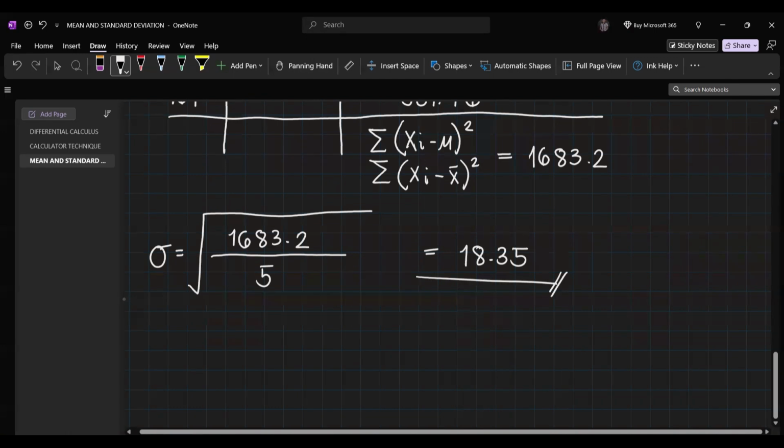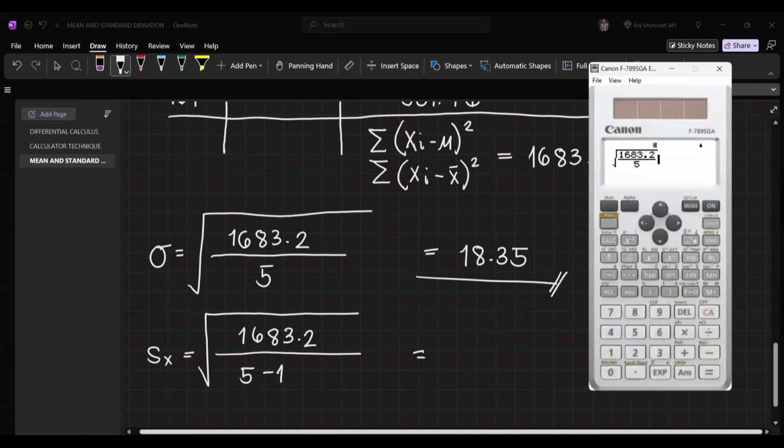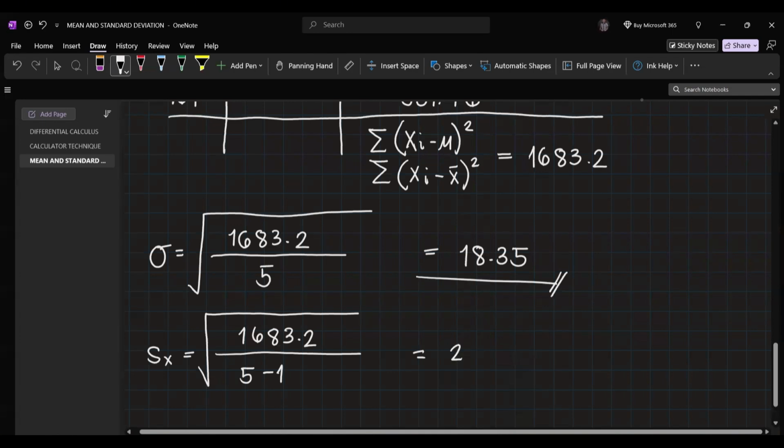And then for sample standard deviation, same lang naman sila, no? 1683.2 pero yung denominator ay 5 minus 1. Kaya this is 5 minus 1. This is 20.51.